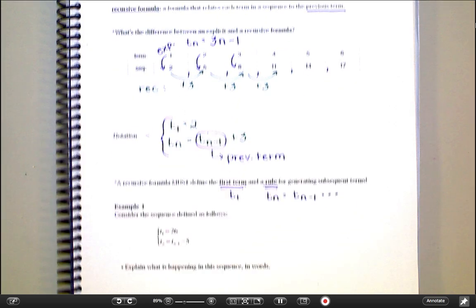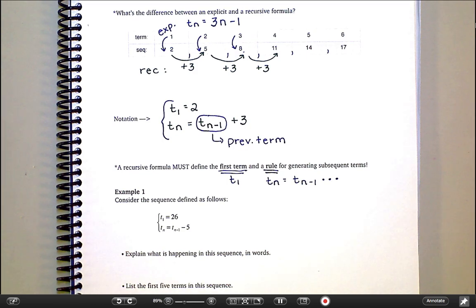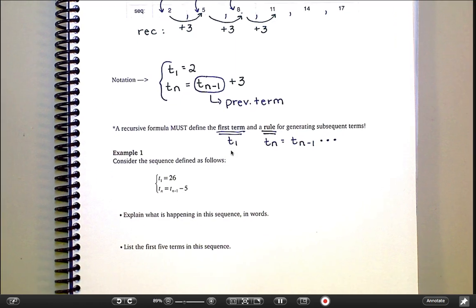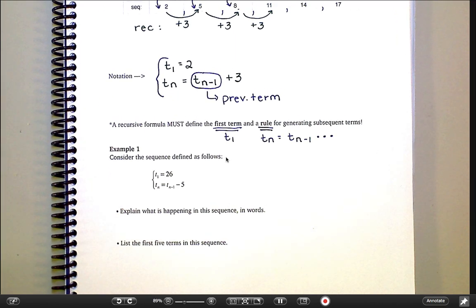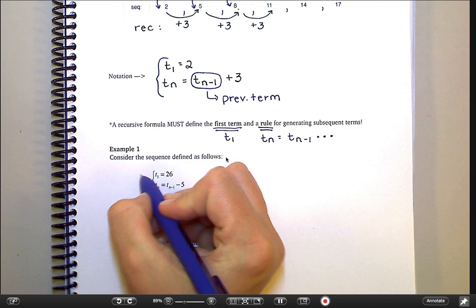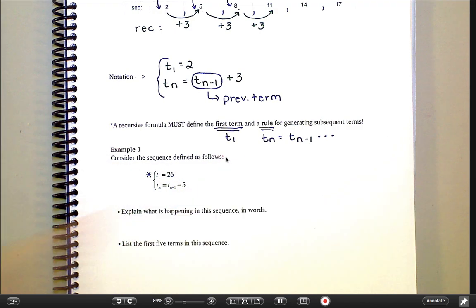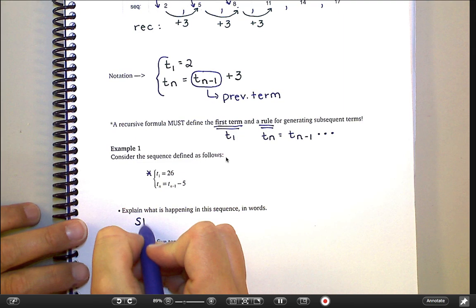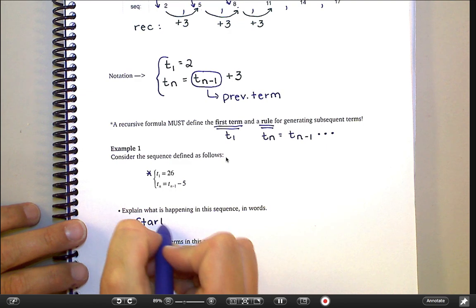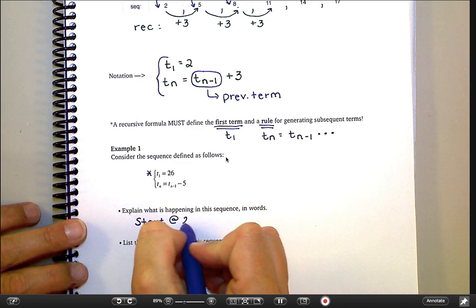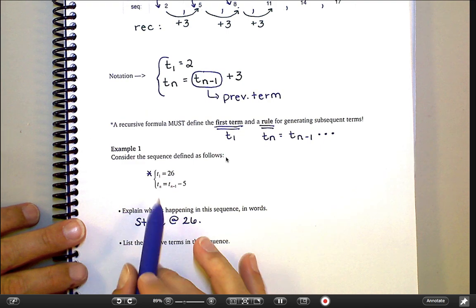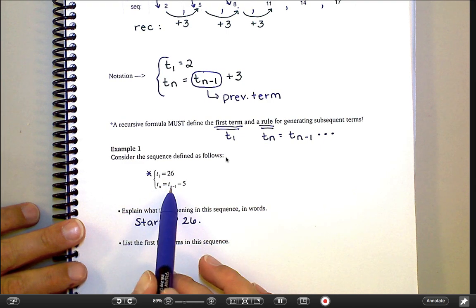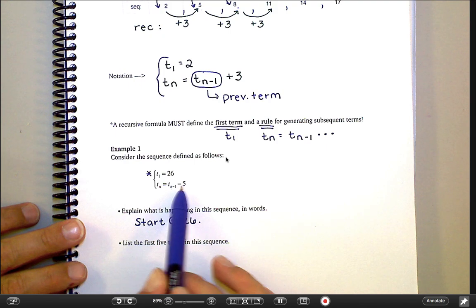Okay, so let's take a look at this first example and see how we do with this notation. Okay, example 1. And it says, just explain what's happening in words here. So let's start with this, that T1 equals 26. What is that telling us? That's telling us to start at 26. And then to generate all the other terms, we're going to take the term before and subtract 5.